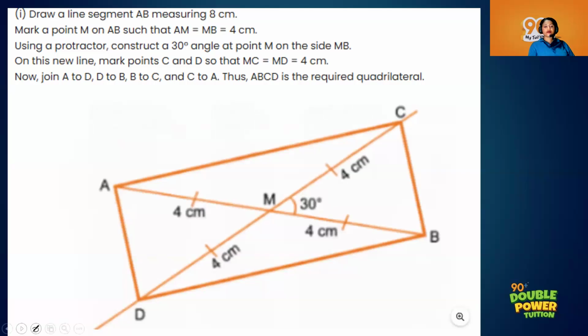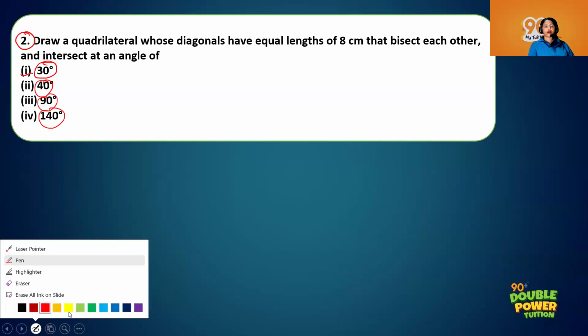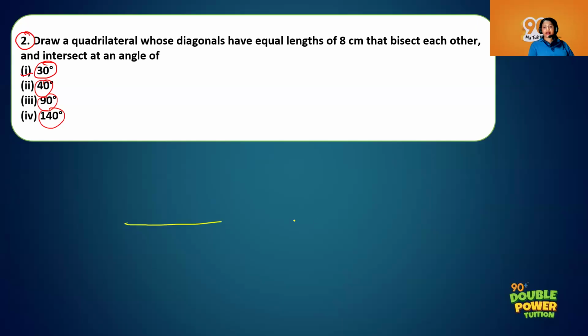First I'm going to teach you how to draw 30 degrees. First draw a line segment AB of 8 centimeters. Did you? And find the middle of the 8 centimeters. That means each side should have 4 centimeters each. 4 centimeters, 4 centimeters. So it will be somewhere here.